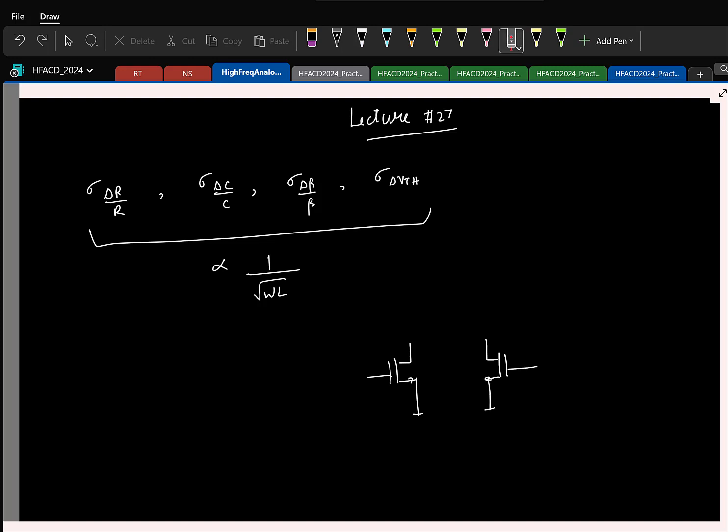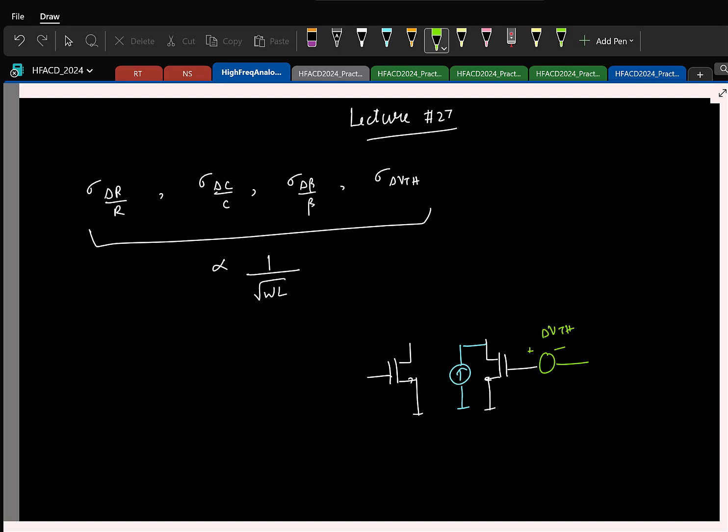they will have mismatch in both the current factor and the threshold voltage. A nice way to model it for ease of analysis is to assume that the transistors are identical, but the mismatch in the current factor is modeled by having an additional current source that injects the extra current. Similarly, how do you model the threshold voltage mismatch? We assume that the threshold voltages are identical, but at the gate we have a delta VTH.